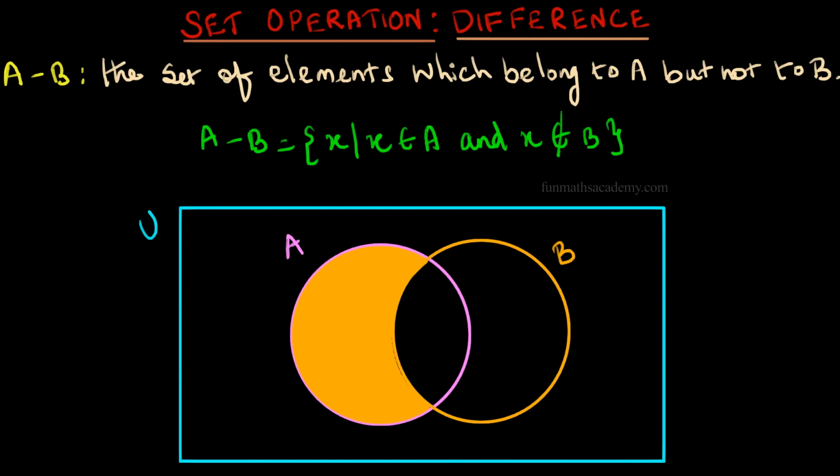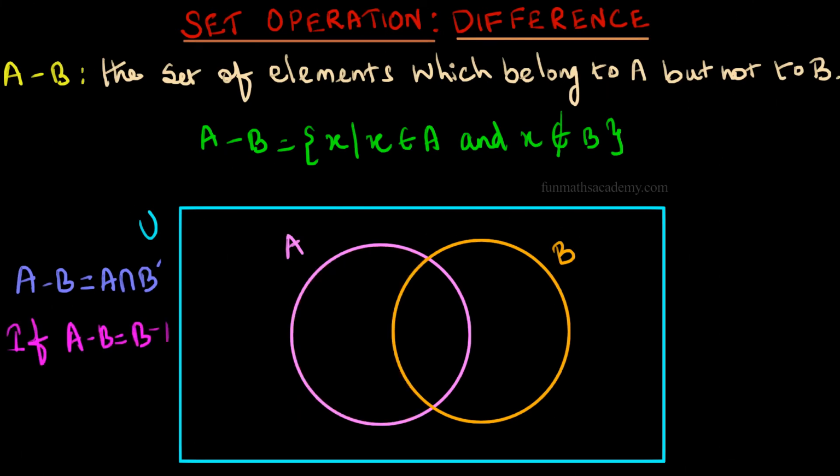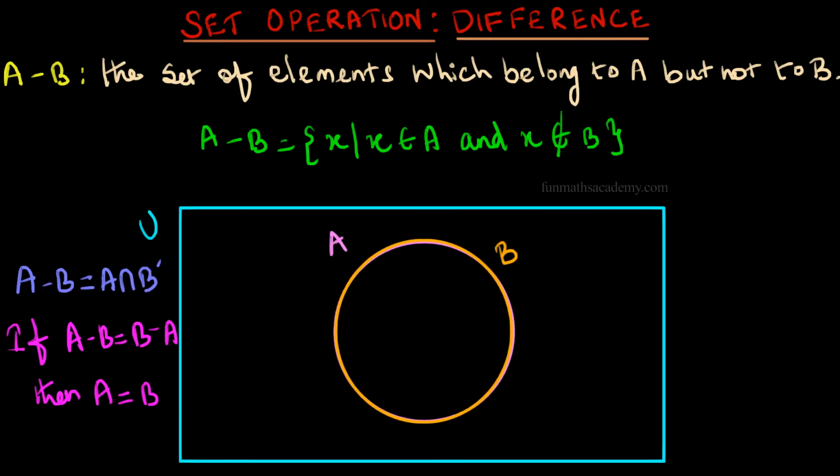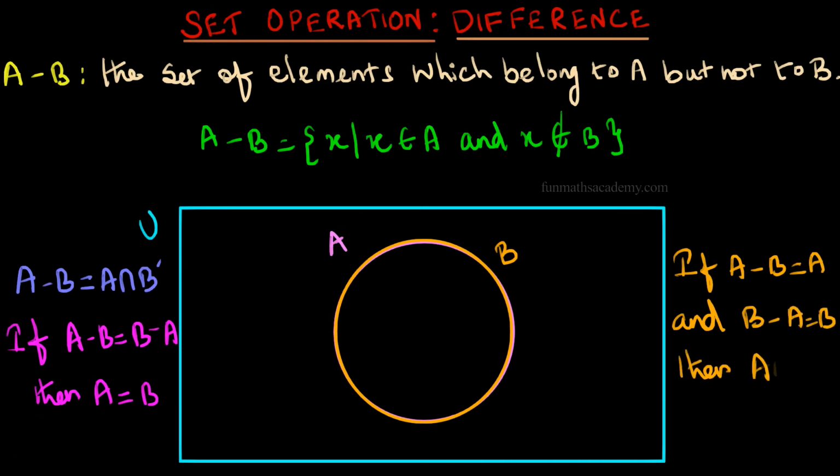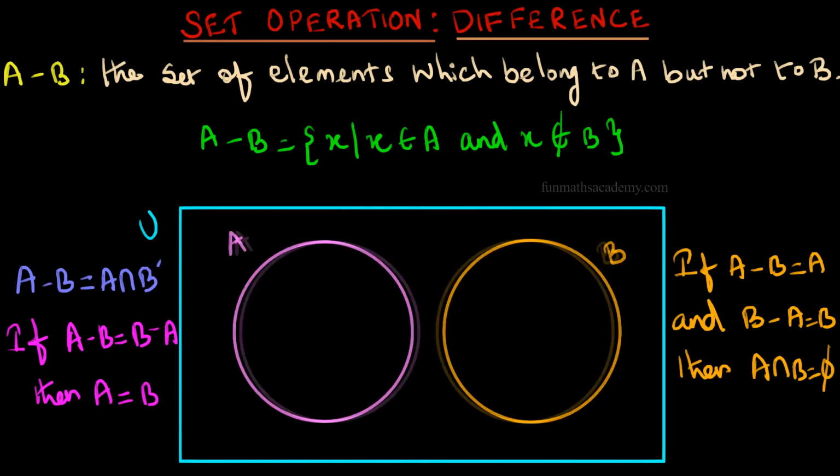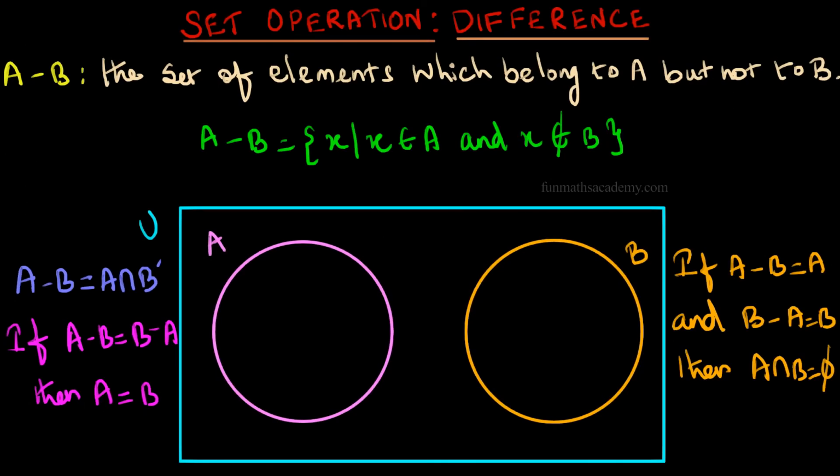A few things to note here: number 1, A minus B is equal to A intersection B complement. Number 2, if A minus B is equal to B minus A, then A will be equal to B. And number 3, if A minus B is equal to A and if B minus A is equal to B, then A intersection B will be an empty set.